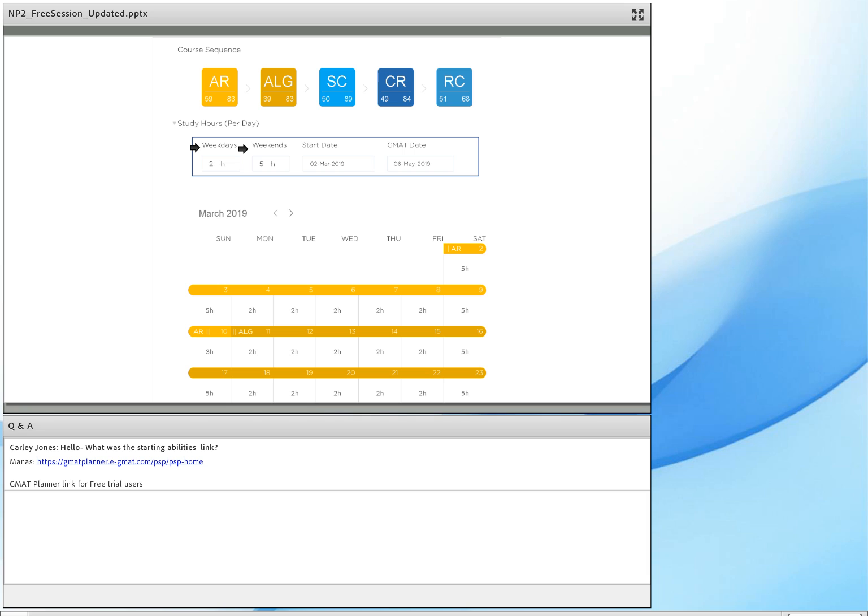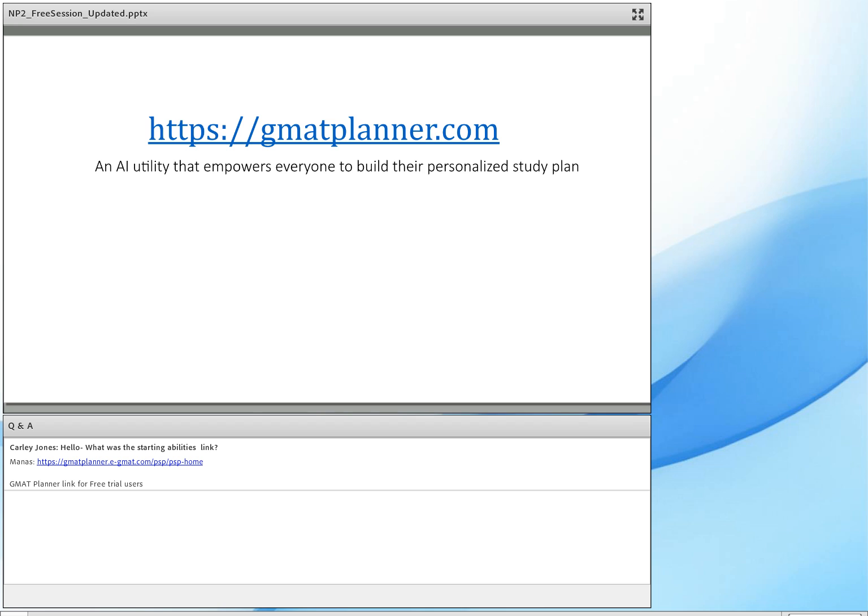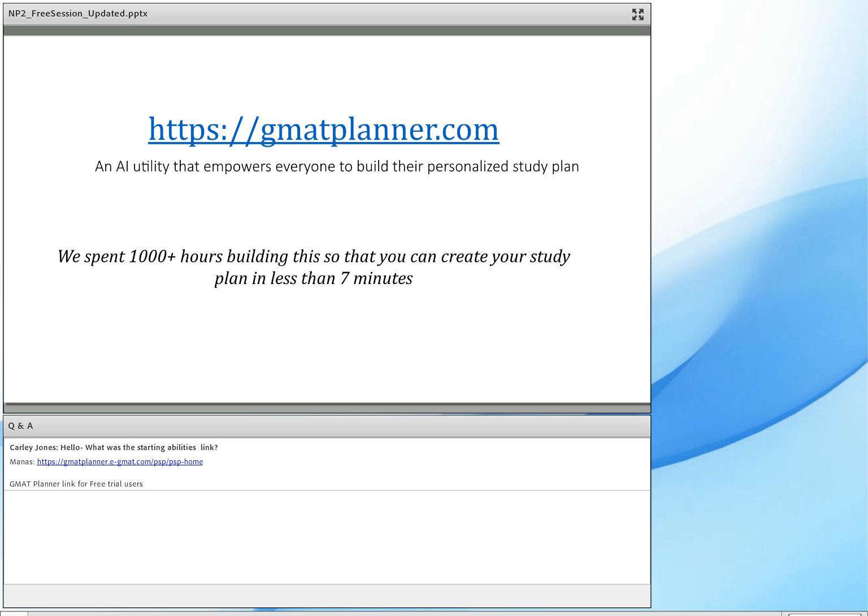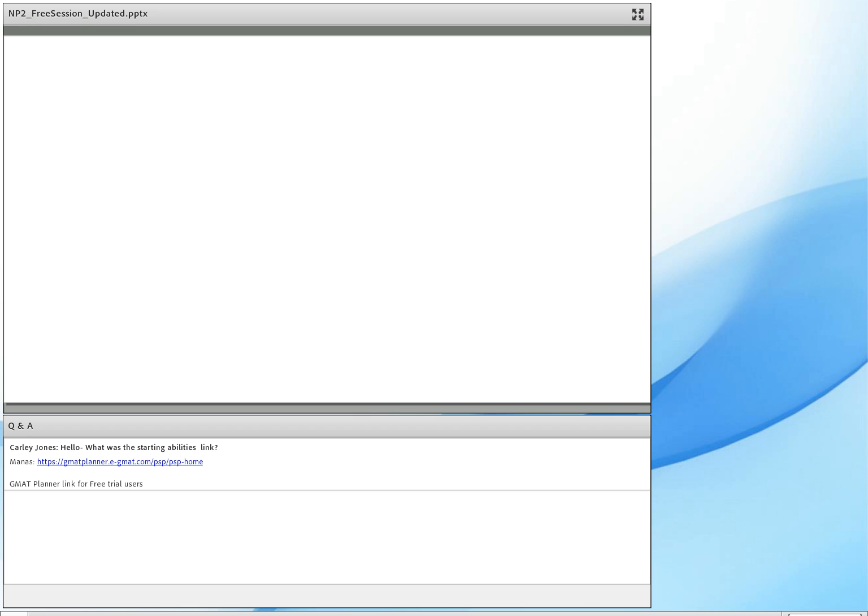Okay. So Ankur says, how many weeks does one need to get to a 700 score? Ankur, it depends on what your starting score is. If you're starting at a 600, you probably can get there in about a month and 2 weeks. If you're starting from a 500, you probably need 3 months. So again, if you go to gmatplanner.com, you can really figure out how to build a personalized study plan for yourself.